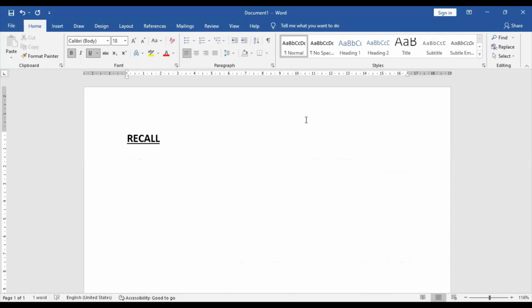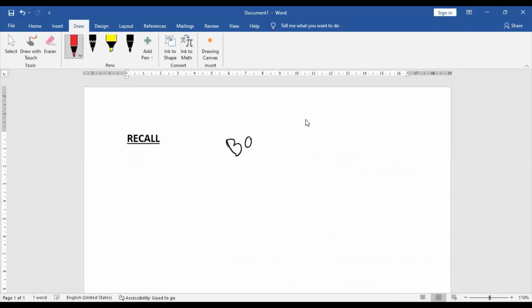We'll continue from yesterday's class. First of all, we'll recall what we have studied yesterday. We have discussed only the basic concepts. What are all the things about GST we have studied? First, what is GST? We have studied the difference between direct taxes and indirect taxes.